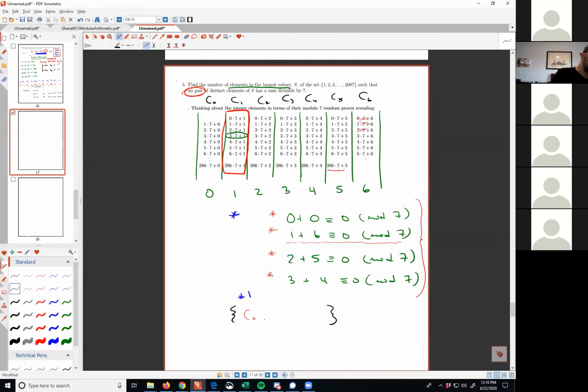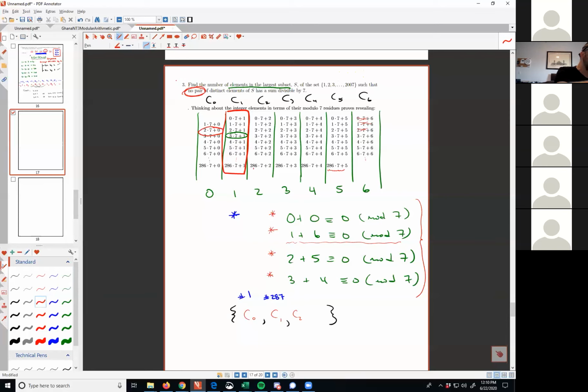We want all the numbers from column 1, which is 287 of them. What else? All the numbers in column 2. Good. We could have chosen column 5. Why did you choose column 2? Because column 2 has more numbers than column 5. It actually doesn't have more numbers, but it has the same. So we're fine with that.